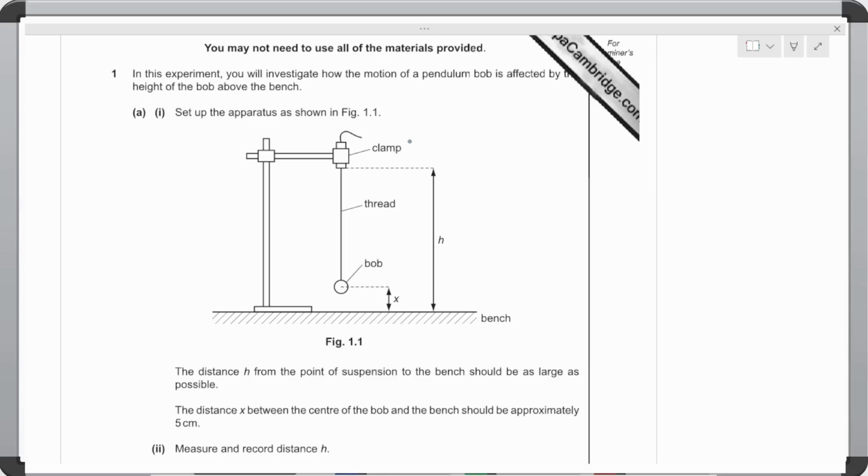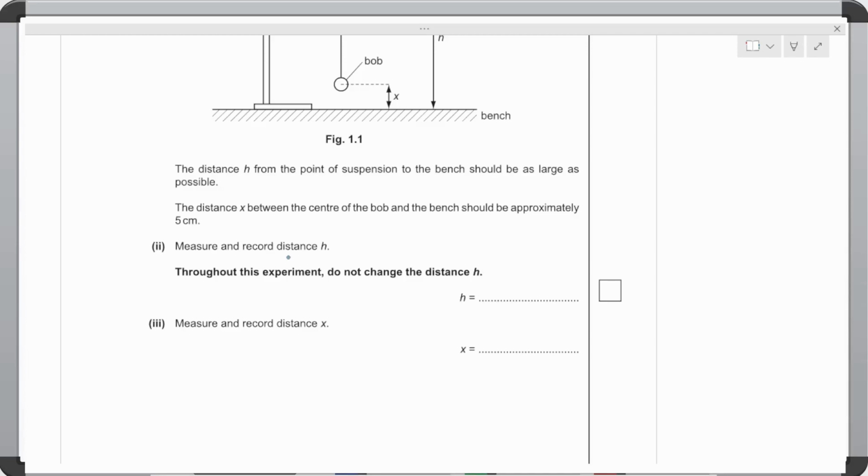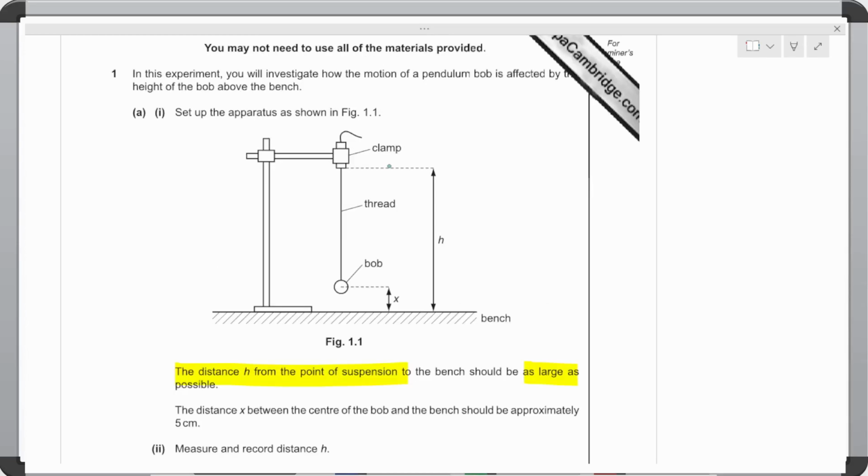So in the very first part, you just had to set up the apparatus, and for the next one, they ask you to measure and record the distance h. Throughout this experiment, do not change the distance h. So for example, for this one, the maximum possible value of h was 80 something. So I'm going to write it as 80.0 centimeters.